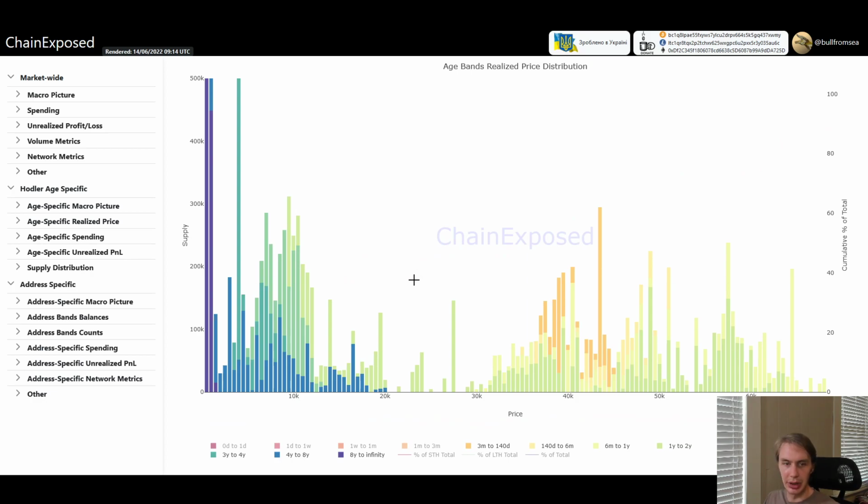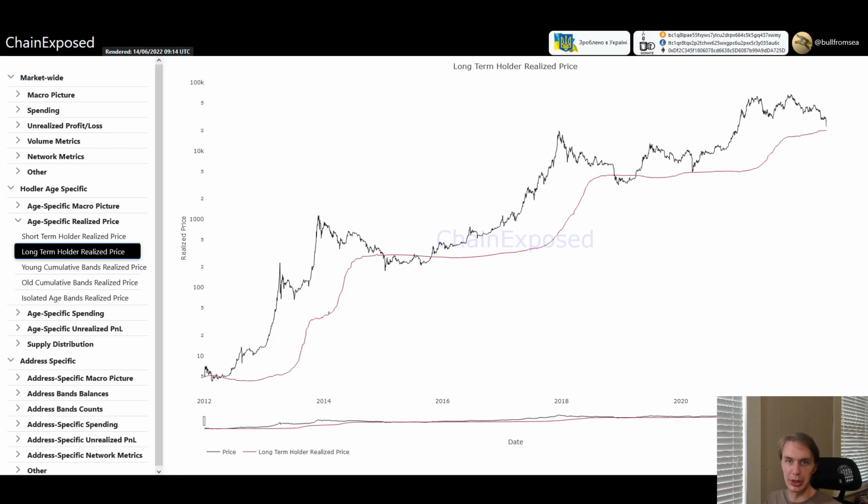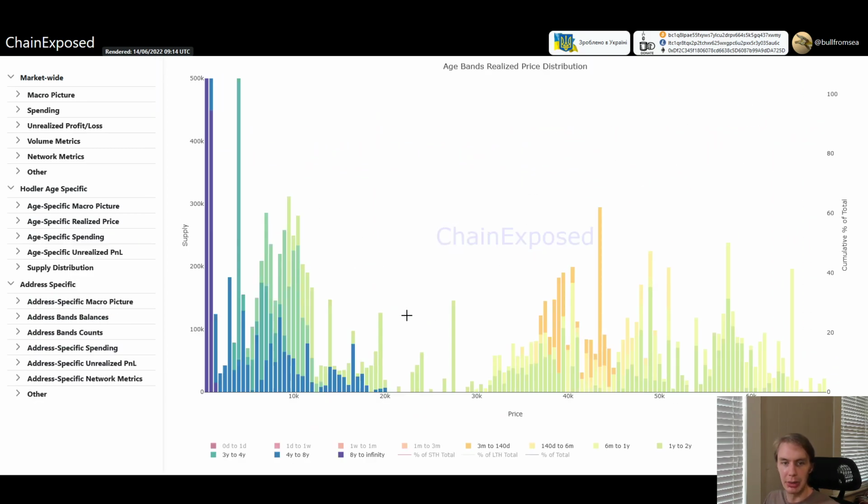Now, the next thing we can look at, to think about where else we might find support, is similar to the long-term holder realized price, which is basically average cost basis. What I'm looking at here is the distribution of coins and where their cost bases are in the Bitcoin network. So this is the realized price based on age of coin. I've excluded everything younger than 3 months.